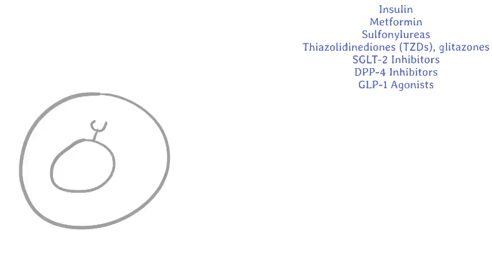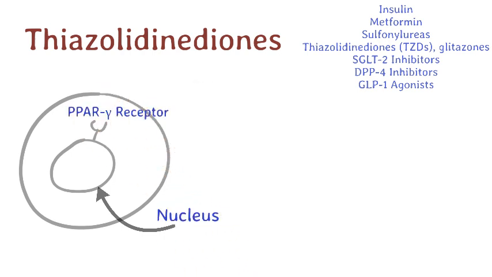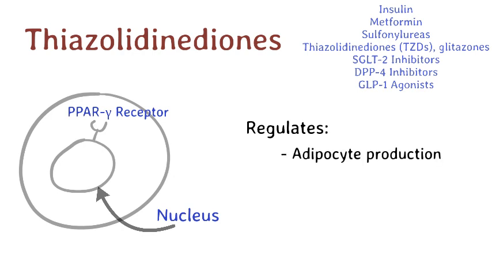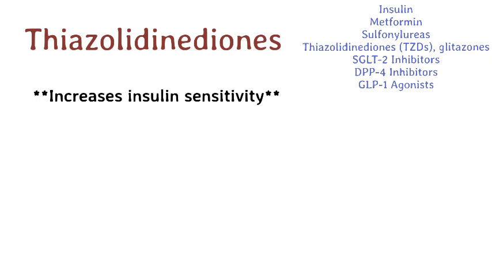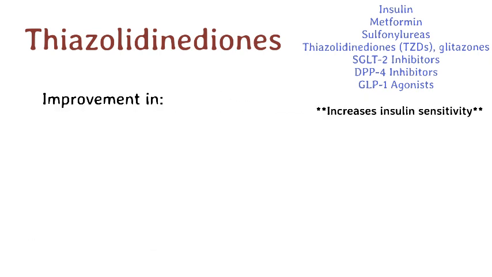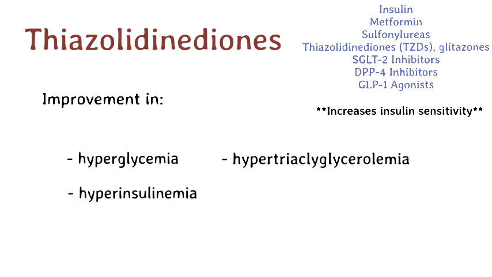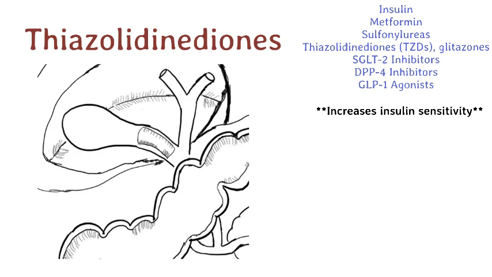Thiazolidinediones, also known as TZDs or glitazones, target PPAR gamma receptors. These regulate adipocyte production, secretion of fatty acids, as well as glucose metabolism. This results in increased insulin sensitivity in adipose tissue, the liver, and skeletal muscle. Overall, there is an improvement in hyperglycemia, hyperinsulinemia, hypertriacylglycerolemia, and HbA1c. TZDs are metabolized by the liver and excreted in bile.